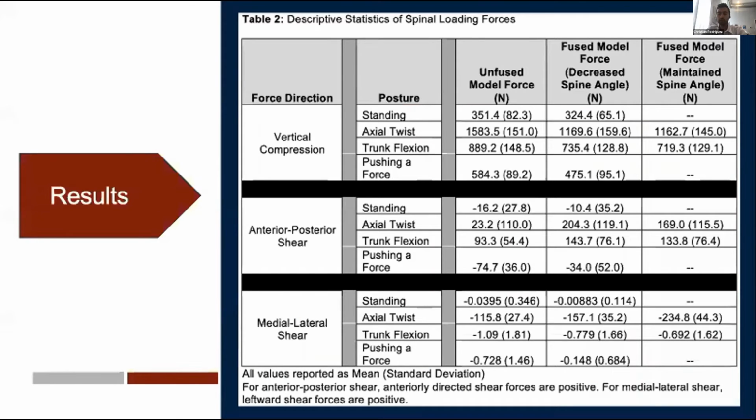Our analysis found that the compressive forces were higher than anterior posterior shear and medial lateral shear forces. Axial twist caused the highest compressive loads, followed by trunk flexion, then pushing a force, and finally standing. Anterior posterior shear force was anteriorly directed for axial twist and trunk flexion, and posteriorly directed for standing and pushing a force. Medial lateral shear force was only notable during axial twist. Overall, loading calculations had high variability.